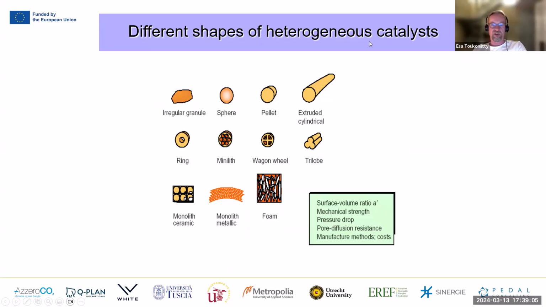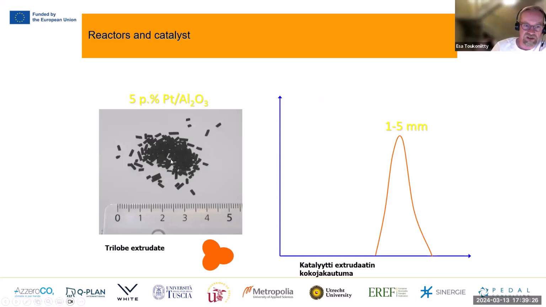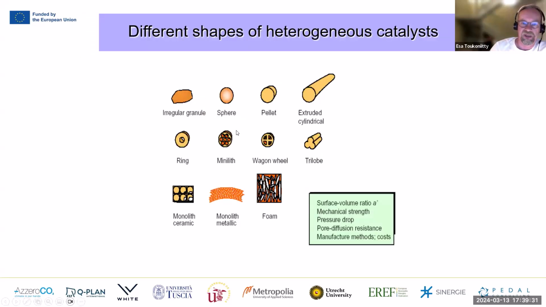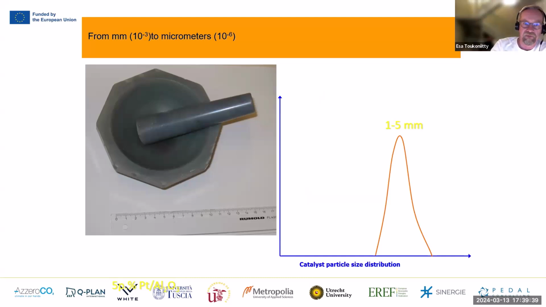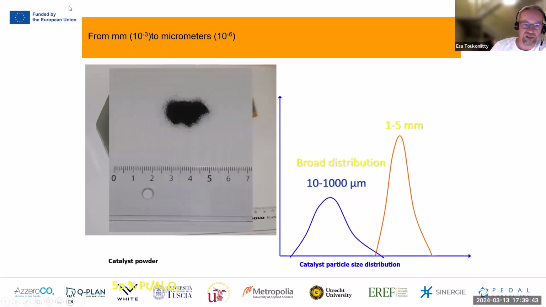Then there are possibilities to have several different shapes. These are, for example, spheres, pellets, extrudates, wagon wheels and monoliths, etc. So these all have benefits and disadvantages and can be tailored for particular use. These millimeter size catalytic granulates can have various shapes, and of course the size can vary. And when you go deeper, you can grind this into powder. Sometimes in three-phase reactions you prefer to use catalyst in powder form, not in these millimeter scale granulates and extrudates. Those work better in two-phase catalysis and fixed bed continuous operation.